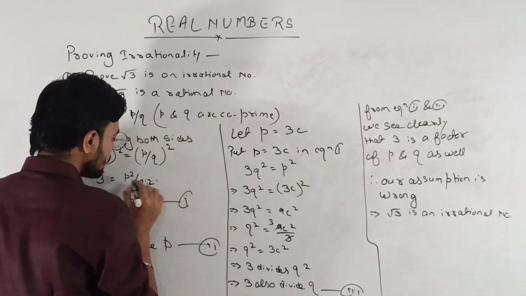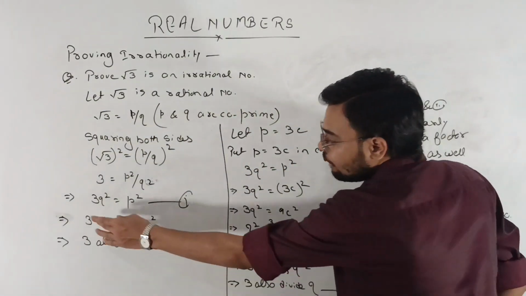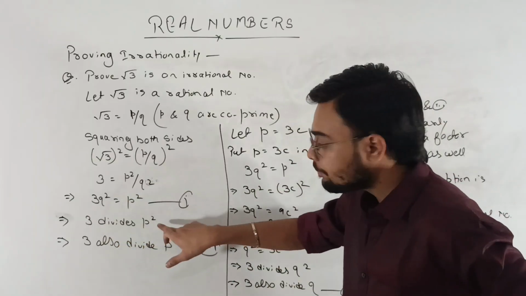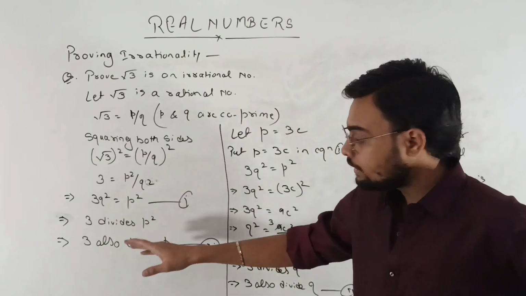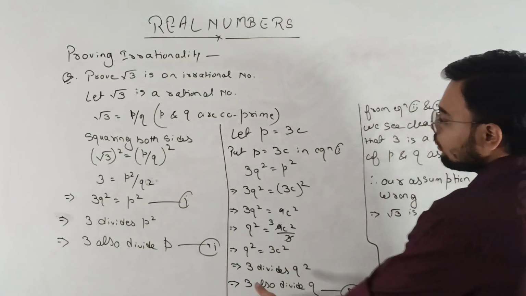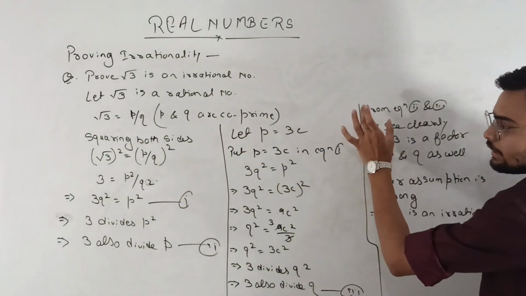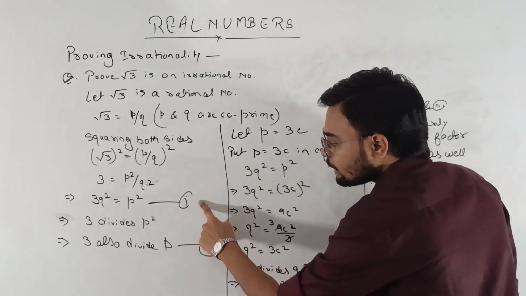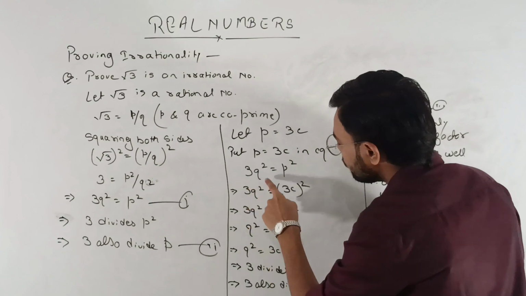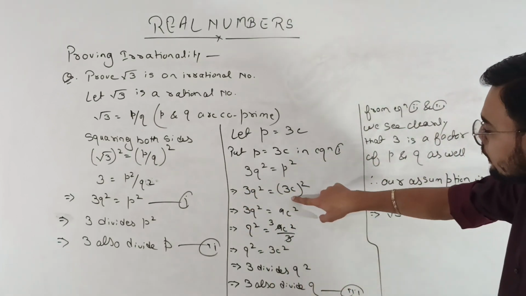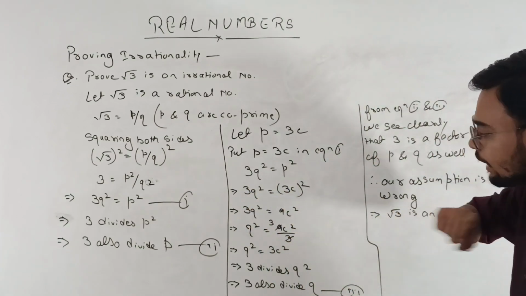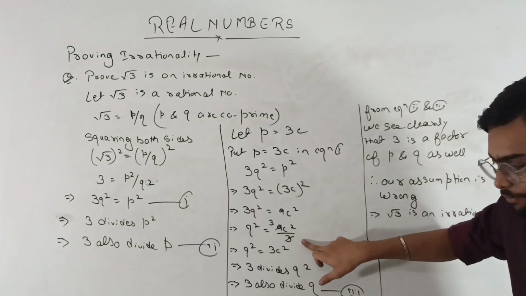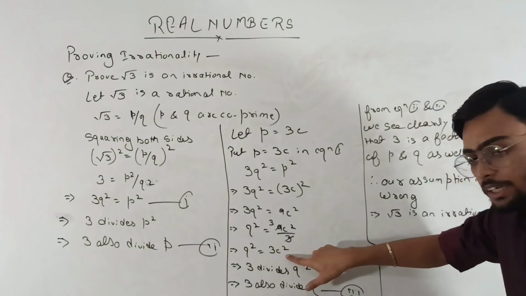Now from here 3q square is equal to p square. This q square goes that side. Then from here I write 3 divides p square, and when 3 divides p square, then 3 also divides p. Next step, let p is equal to 3c, and after letting p is equal to 3c, we put p is equal to 3c in equation first. Equation first is 3q square is equal to p square. Now put 3c square in place of p, then we get 3q square is equal to 9c square. Then this 3 goes that side, then q square is equal to 9c square upon 3. Then q square is equal to 3c square.